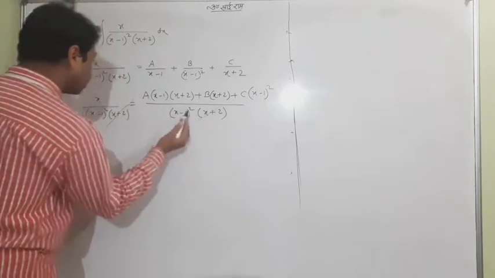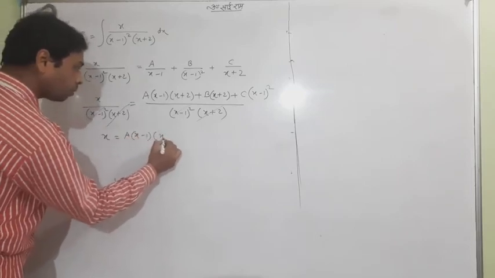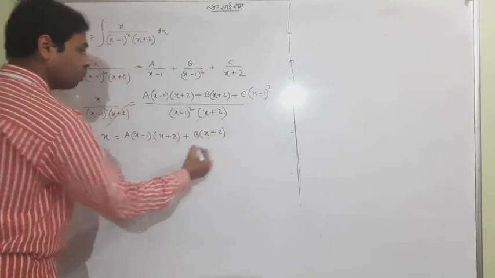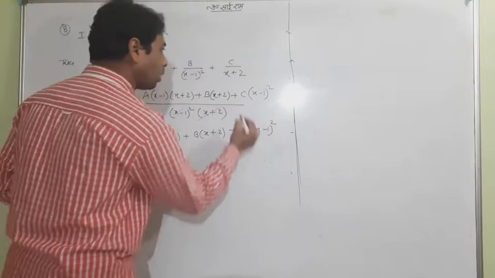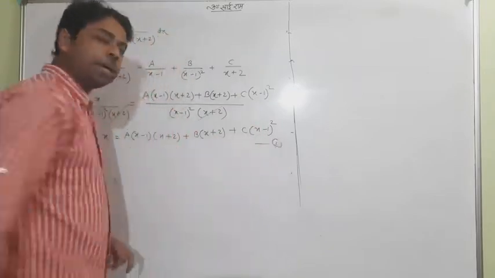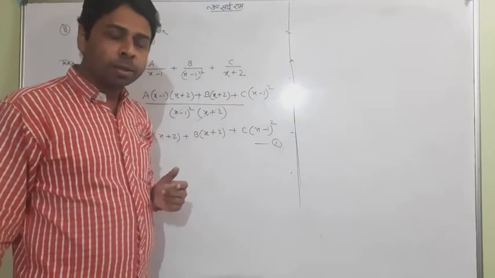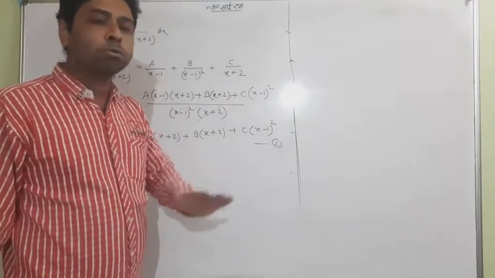Cancel as usual. Yesterday we saw x equals, we got A times x minus 1 times x plus 2, plus B times x plus 2, plus C times x minus 1 square. Now you have the condition, and you want to find A, B, C. I taught you yesterday the value putting method. Whenever a linear factor is with you, please go through this.